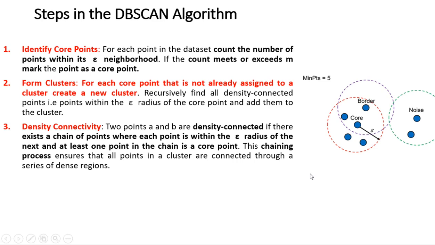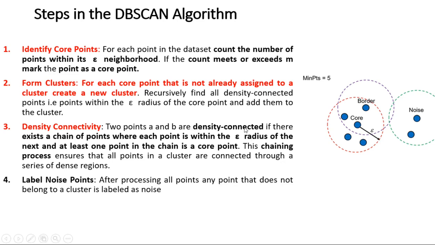The third step is dense connectivity. The connectivity between points is very important. Let's say I have two points A and B. They are densely connected. How do I say that they are densely connected? That is very important. When I began the session, how do I make clusters? Based upon how densely the points are connected.